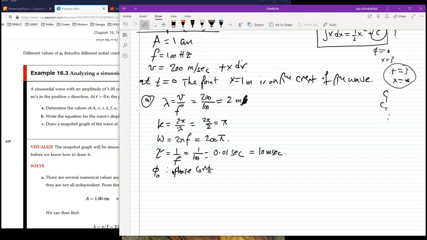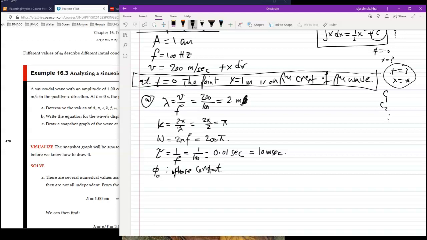I know you still don't know what it is. That's okay. Bear with me. How do we find it? We find the phase constant with the initial condition. This is where this comes in handy. Basically, the phase constant tells you what the wave was doing in the beginning, initially at t equals 0. What was the state of the wave, if you will? How do we find it?